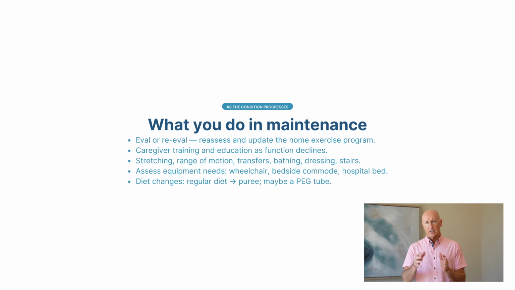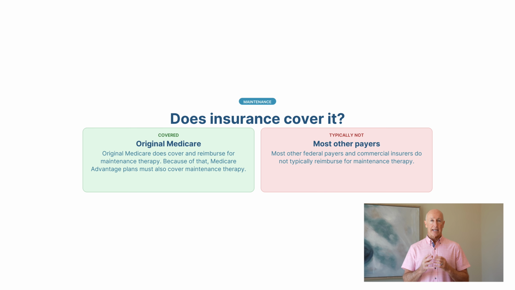Based on those findings, update the home exercise program. As things continue to deteriorate, might caregiver training, caregiver education come into play, where you're teaching the caregiver how to do stretching, range of motion, transfers, how to assist the patient with bathing, dressing, going up and down steps. Again, as it continues to progress, unfortunately, are you now assessing for equipment needs at home, like a wheelchair, bedside commode, hospital bed? Are we going from a regular diet to some kind of puree diet, maybe a PEG tube? That is maintenance therapy.